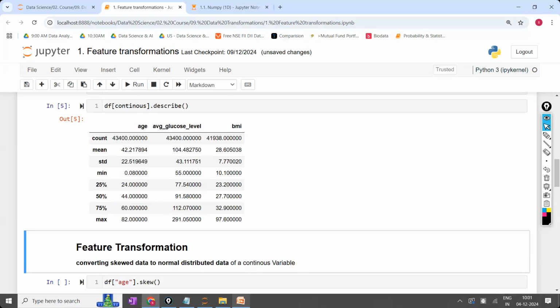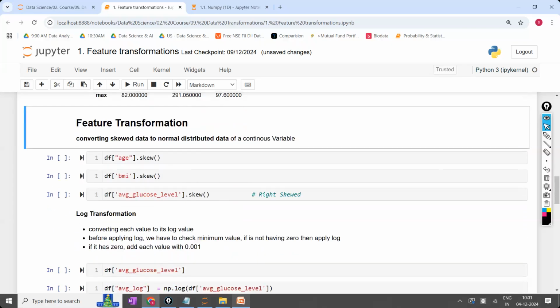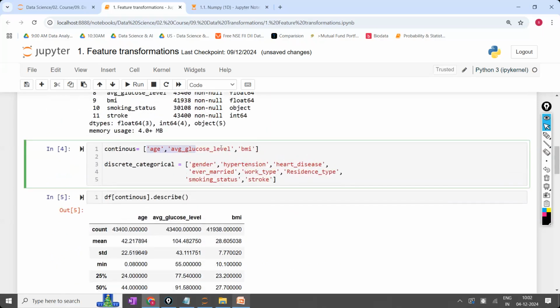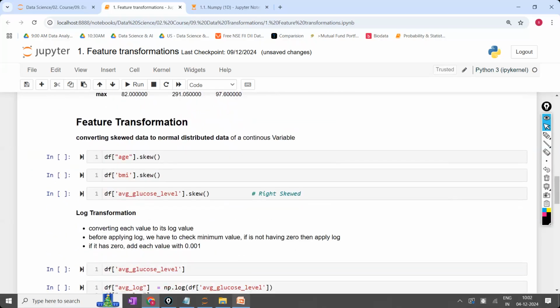Already I told you what is meant by describe. Describe means in one shot it gives all the values. Now let us start with the age column. Total how many columns are there here? Continuous variables: age, average glucose level, and BMI. Three columns are there. For each and every column, let us cross check the skewness value.